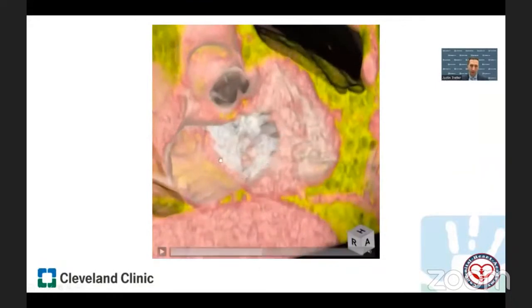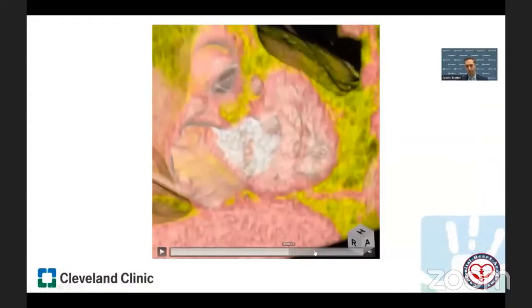So you see the crest of the septum coming right there. So that node is going to be posterior and inferiorly displaced near where the crest of the septum is meeting the right AV junction.